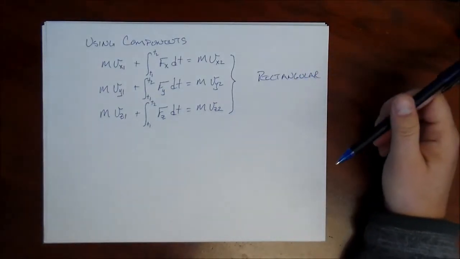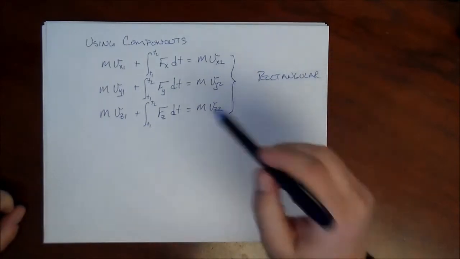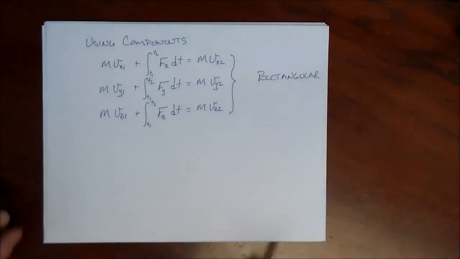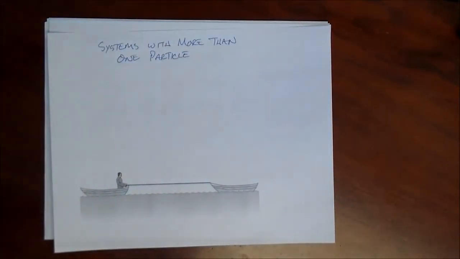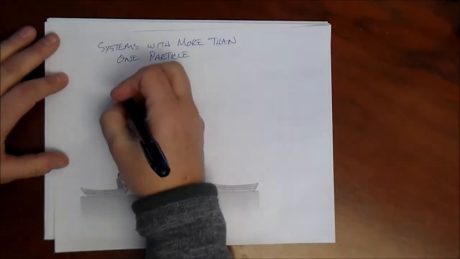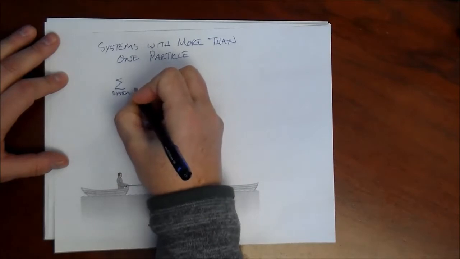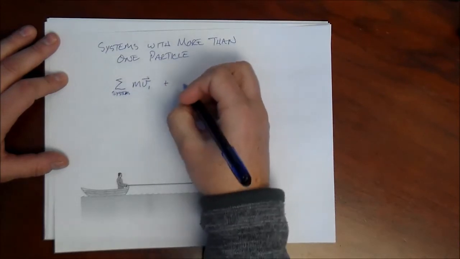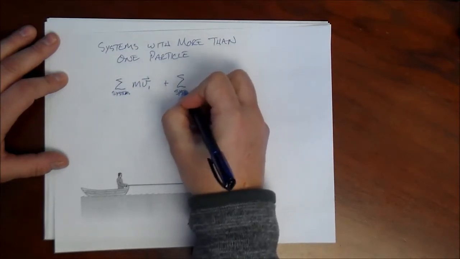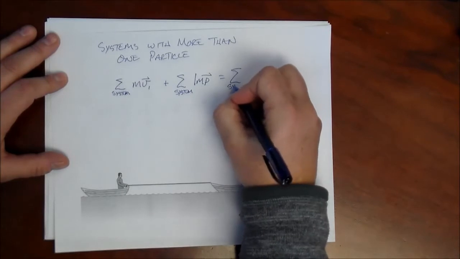Now we can also choose other components if we wish. We will usually choose x, y, and z, but in some other cases, we will choose other components. We'll get to that later. Sometimes we're dealing with systems with more than one particle, and you can write a principle of impulse and momentum for a system of particles. So I can write the sum over the system of the initial momentum plus the sum over the system of all impulses equals the total final momentum for the system.